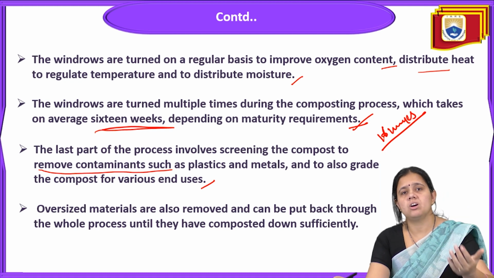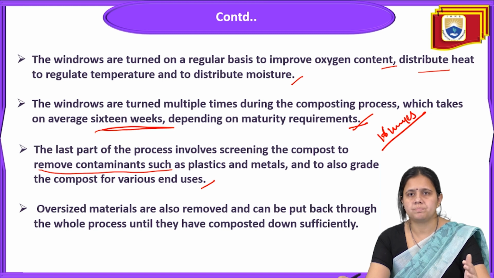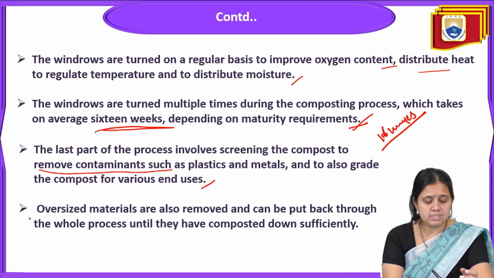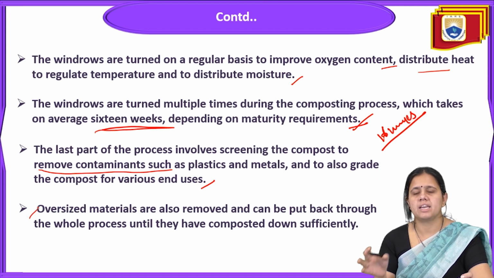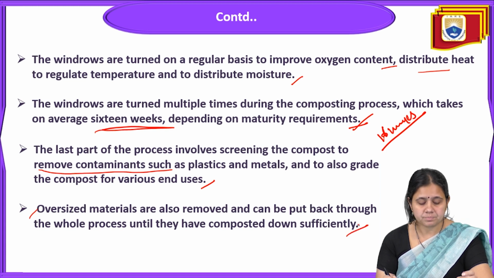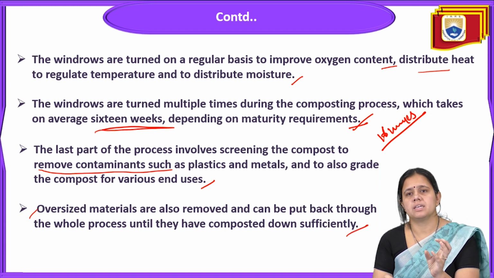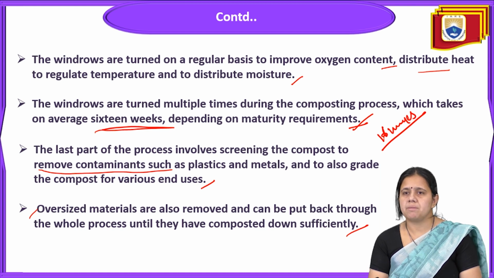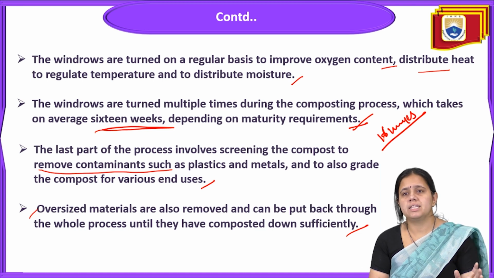Next point is the screening of compost. In this screening method, we will screen out contaminants like plastic and metals, and grade the compost for various end uses. The oversized materials are removed and can be put back through the whole process until they have composted down sufficiently. So this is involved in the whole process of composting.